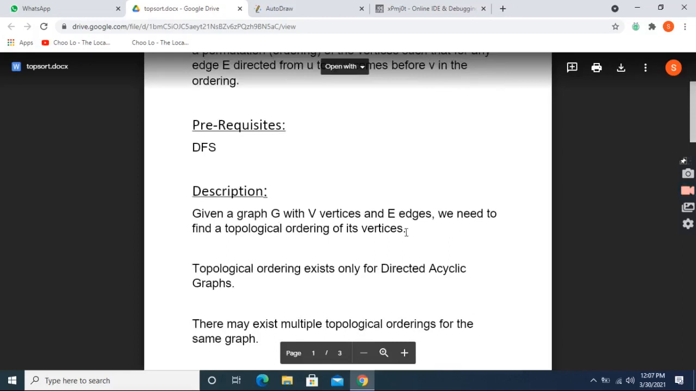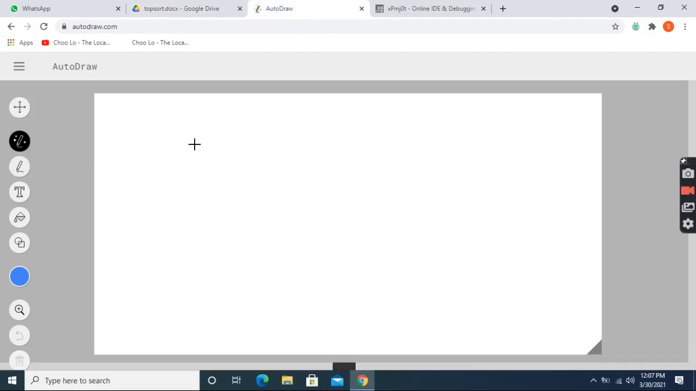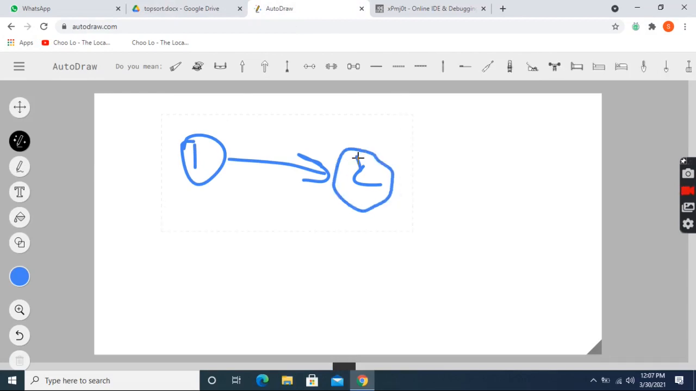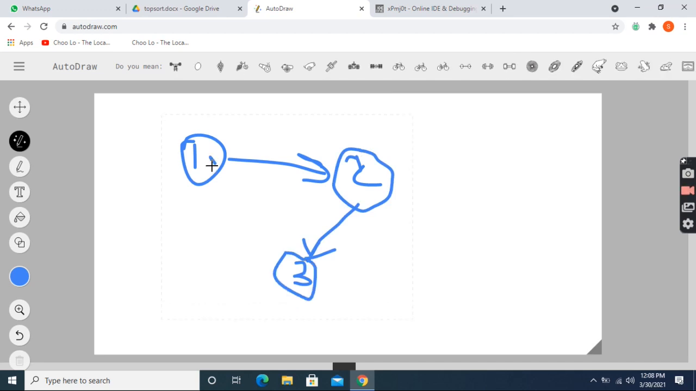So given a graph G with V vertices and E edges, we need to find a topological ordering of its vertices. The first thing that we need to understand is that topological ordering exists only for directed acyclic graphs. Let me explain this with an example. Let us suppose that I take a cyclic graph like this. So here we have a cyclic graph with three vertices, 1, 2 and 3.